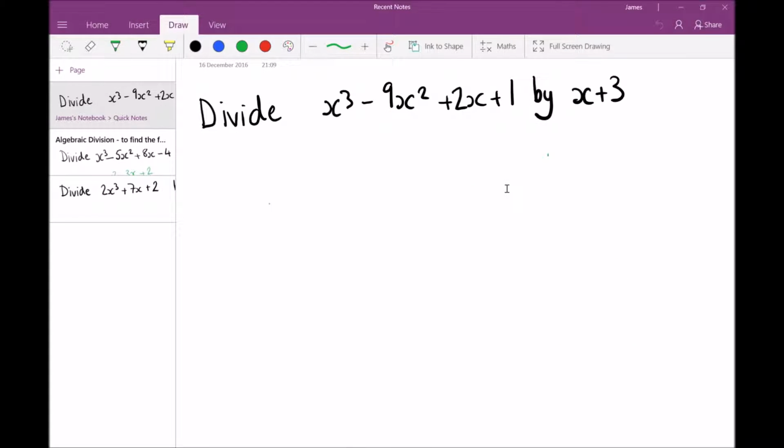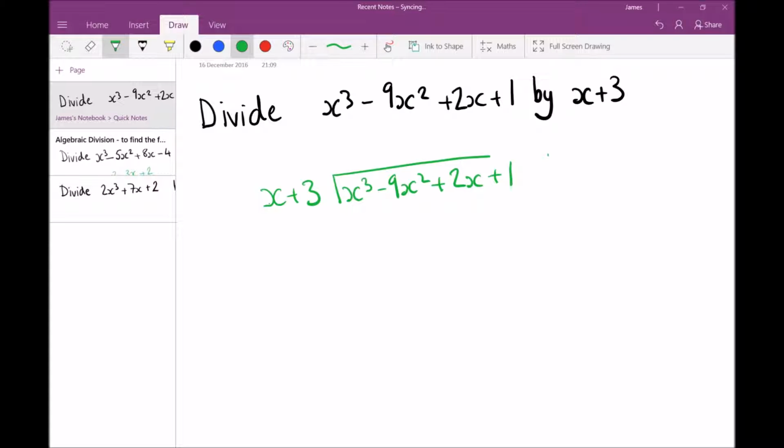Okay, so here we have another question. So, divide x cubed minus 9x squared plus 2x plus 1 by x plus 3. Okay, so I'll give you a second to do that. If you want to pause the video. Okay, so this is how we do it. Okay, so x plus 3, x cubed minus 9x squared plus 2x plus 1.